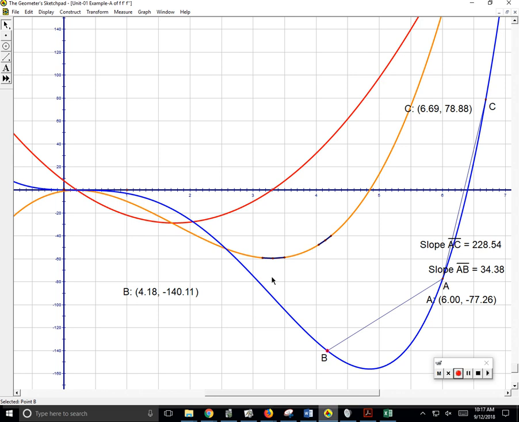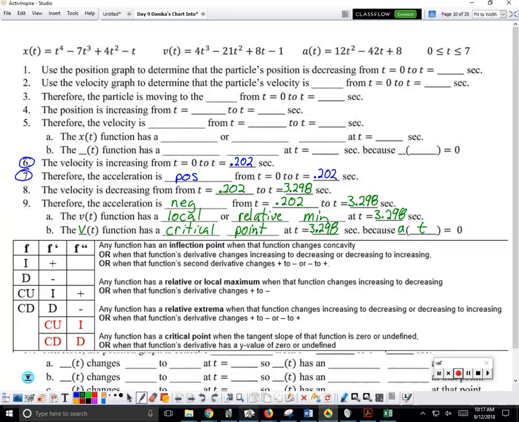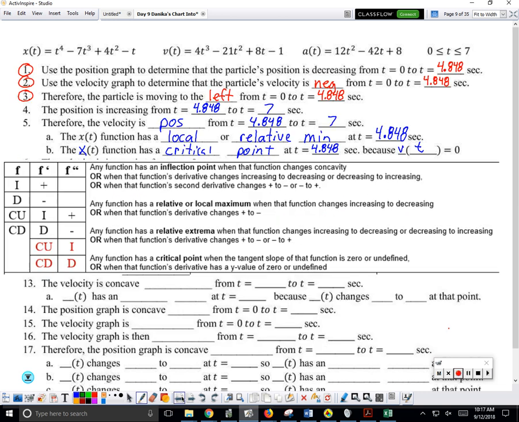Blue is my position graph. If I go along the position graph, there's a whole bunch of points. I can stop at any point and find the derivative at that point. That value will become the y-coordinate of the velocity. And then if you do that for the velocity, it becomes the acceleration? Genius. 2 points.